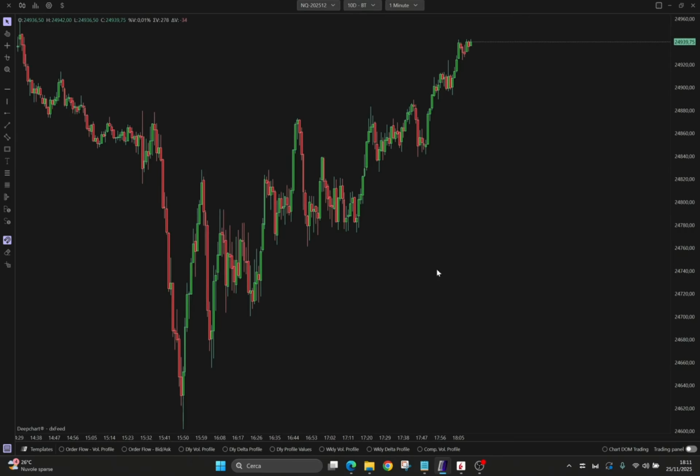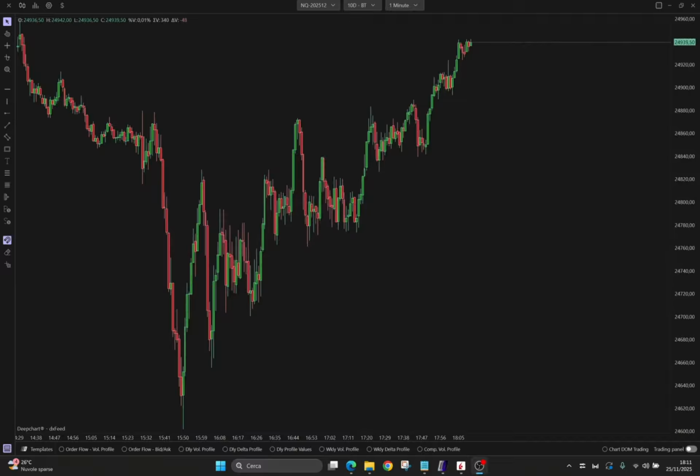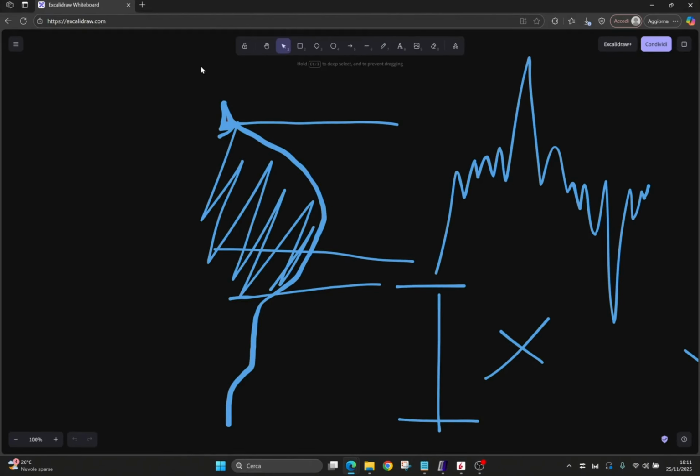We start, let me check if everything works correctly. Give me 1 second. I make sure that everything is working properly. Yes, you should be able to see my screen.